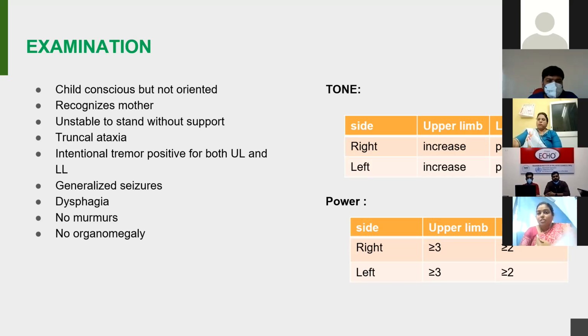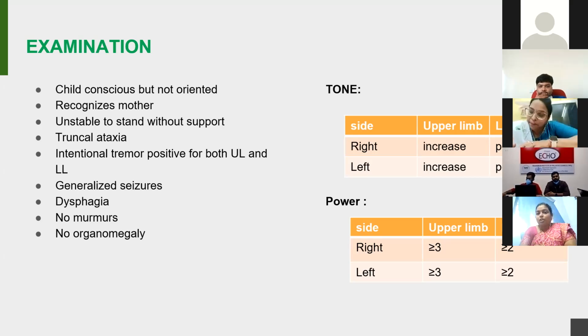On examination, the child was conscious but not oriented. She could recognize her mother. She was unable to stand without support. She had truncal ataxia, which is characterized by uncertain starts and stops, lateral deviations, and unequal steps. She has an intentional tremor of both upper and lower limbs, generalized seizure, dysphagia, no murmurs, and no organomegaly.